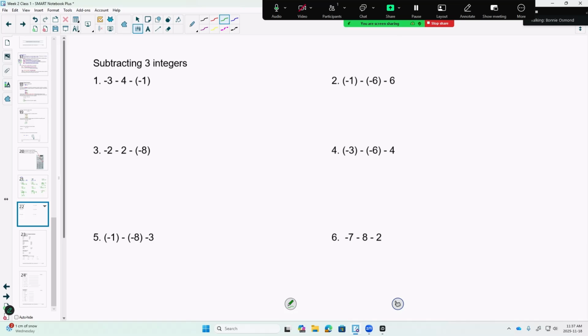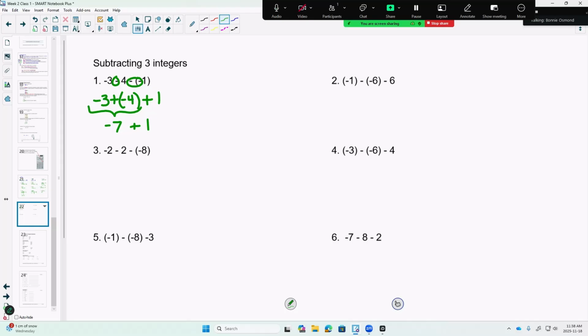Okay, so what happens if you have more than 2 integers that you're subtracting? First thing you're going to do is change the signs. So negative 3 minus 4 minus negative 1. So your negative 3 is going to stay the same. The first number always stays the same. So then you're going to change your minus to a plus, change your positive 4 to a negative 4. Here we've got minus and negative, so I'm going to change that to plus 1. So now I've got a negative 3 plus a negative 4 plus 1. So now think back to your addition rules. Group your negative integers together and your positive integers together. Negative 3 plus negative 4 is going to give me negative 7. Only got one positive integer. Now I've got a negative 7 plus 1.